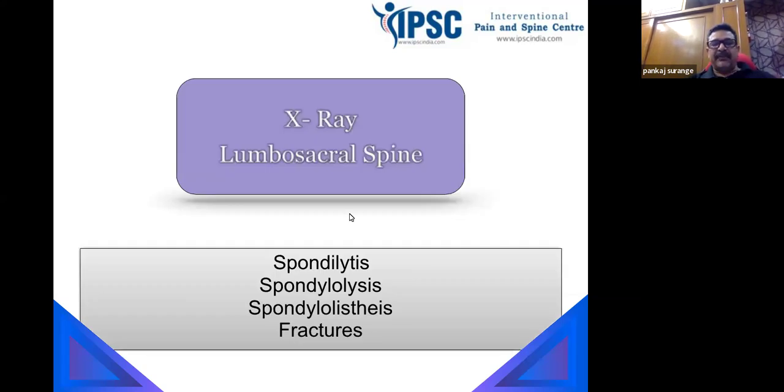I'll cover a little bit of the X-ray and the CT scan of the spine also. So X-ray is basically the basic investigation we all know. It's mainly done for spondylosis, spondylolysis, listhesis, and fractures.